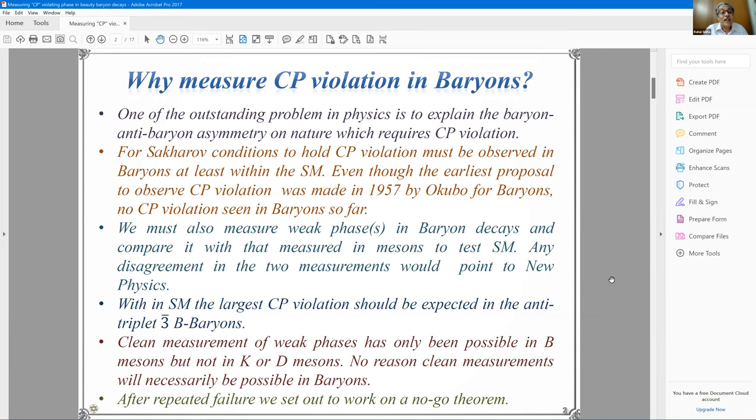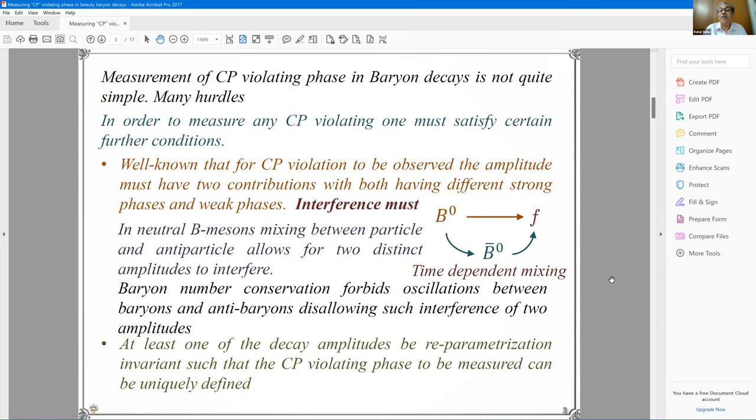So the largest CP phase should be expected in anti-triplet 3-bar B baryons. And now we have done clean measurements, as I pointed out, in B mesons, but not in K and D, and there is no reason why you should expect clean measurements of weak phases in baryons. And indeed, we worked on this problem for several years, and after many failures, we were almost thinking it's going to be a no-go theorem. However, we stumbled upon a mode that I'm going to talk about today.